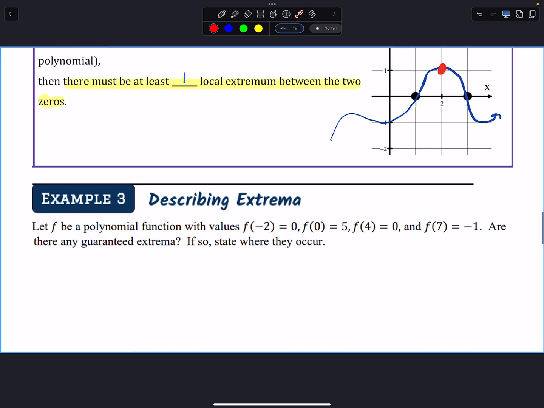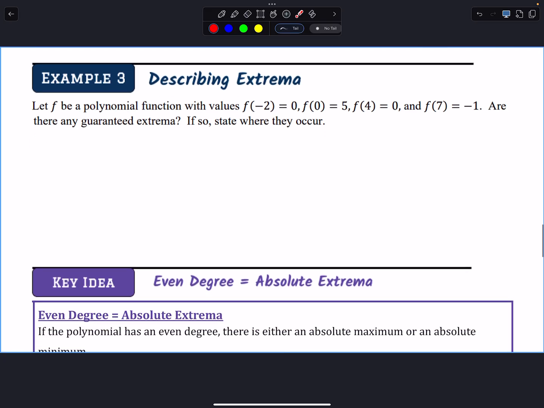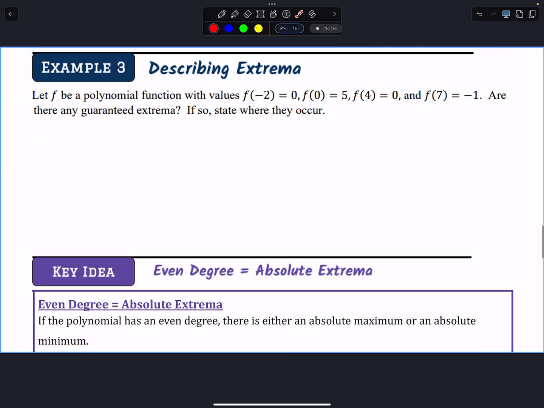So here is a question that is a little confusing. Let f be a polynomial function with values of f of -2 equals 0, f of 0 is equal to 5, f of 4 is 0, and f of 7 is -1. Are there any guaranteed extrema? If so, state where they occur.